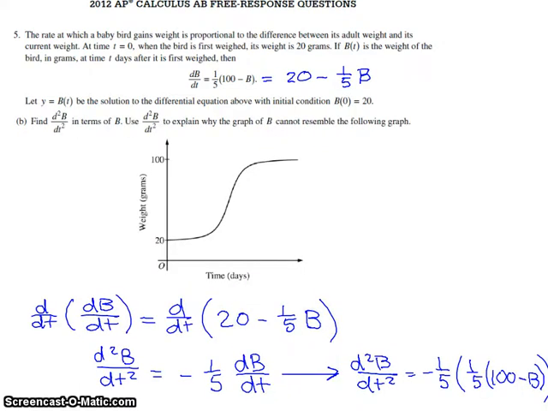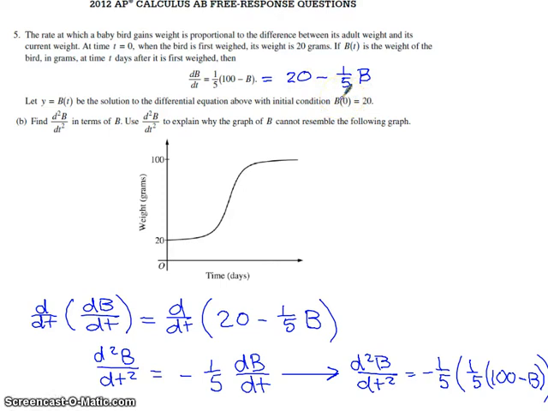In part B, they want us to actually find the second derivative of this with respect to t. So what we're going to have to do is take the derivative on the left side of the equal sign, and the derivative of what we have on the right side of the equal sign. Before I did my next derivative, I wanted to distribute, just to simplify this a little bit. And I end up with this.